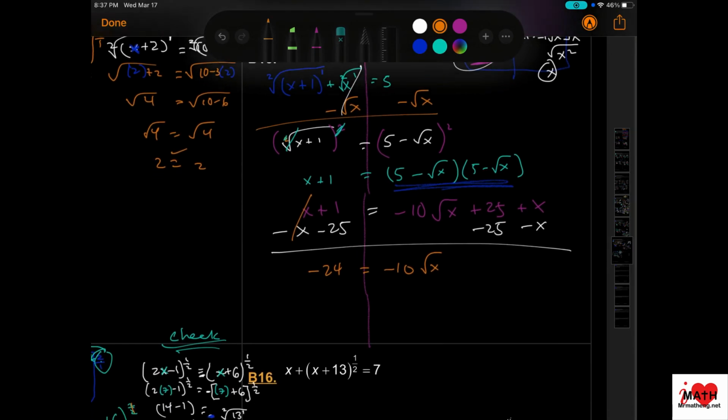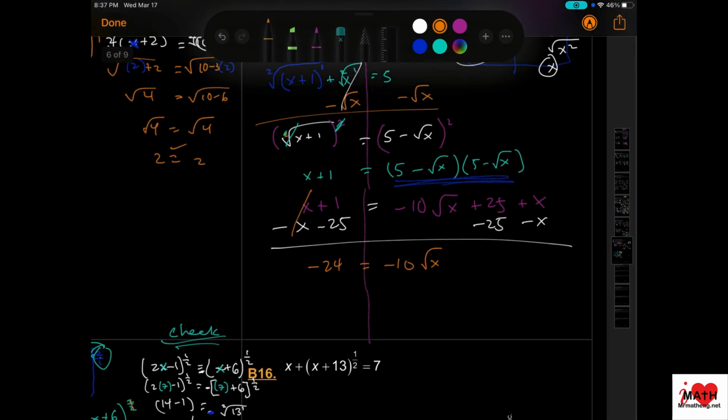Almost there. And what I can do is I can square both sides here. If I square both sides, double check.